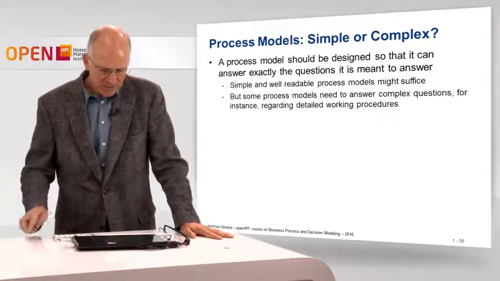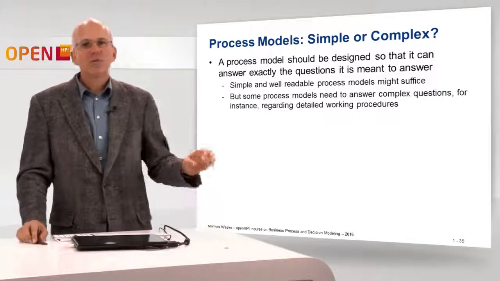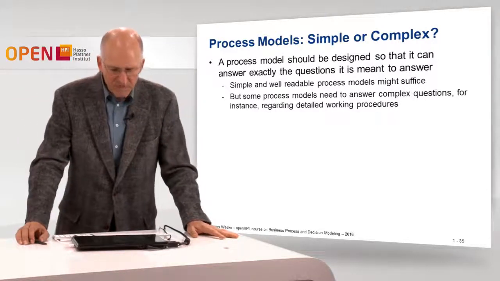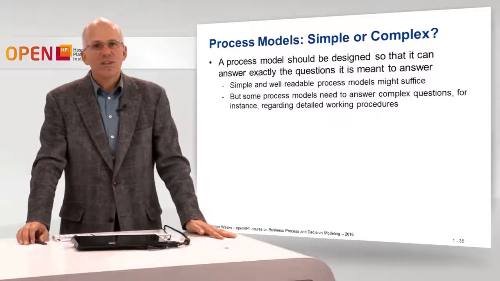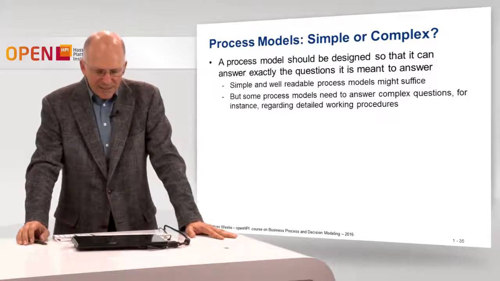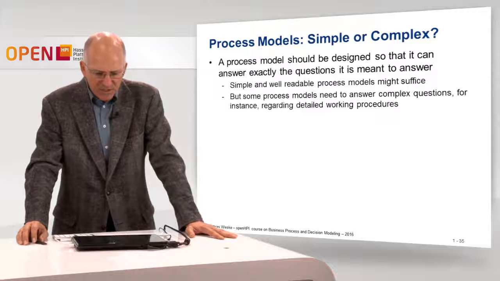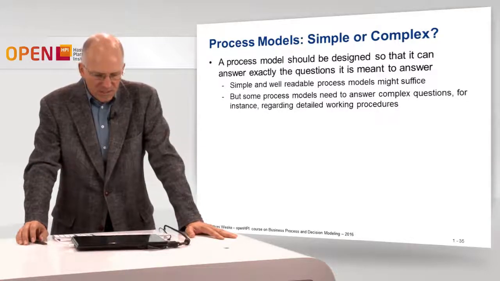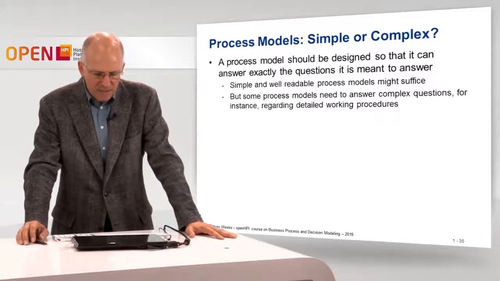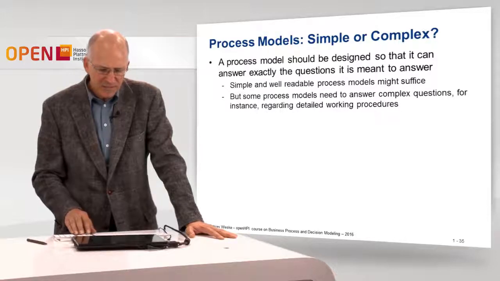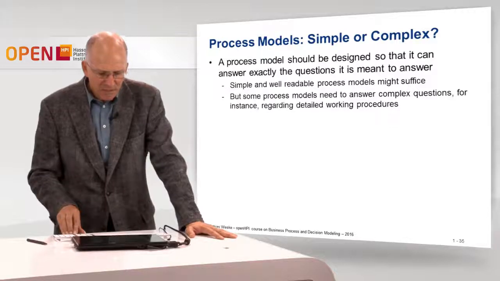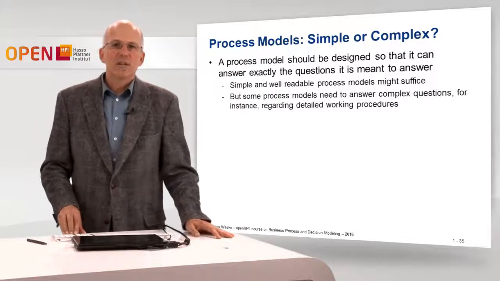All right, so the question is, we have seen very simple process models, we have seen quite complex process models. Should a process model be simple or complex? Well, of course, by now you know that the answer is that it depends on the modeling goal. A process model should be designed so that it can answer exactly the questions it is meant to answer. Simple and well-readable process models might suffice for many of the answers we want to answer using process models, but some process models need to answer complex questions, for instance, regarding detailed working procedures.